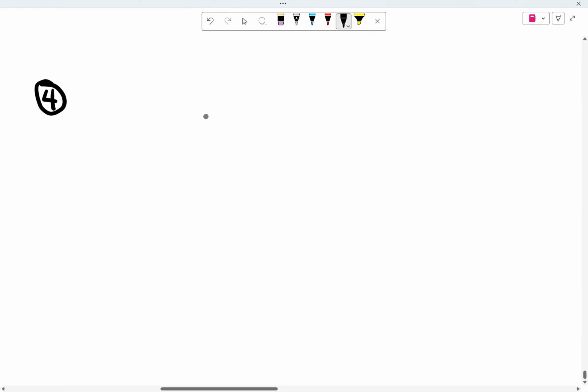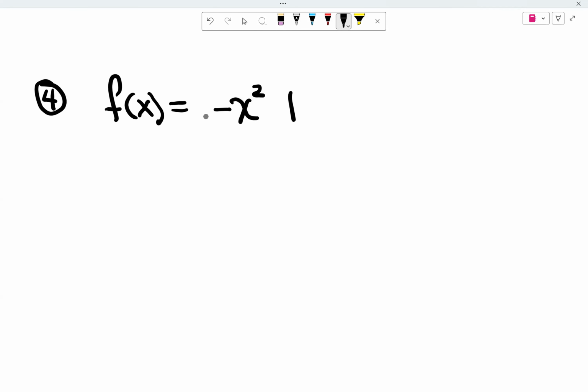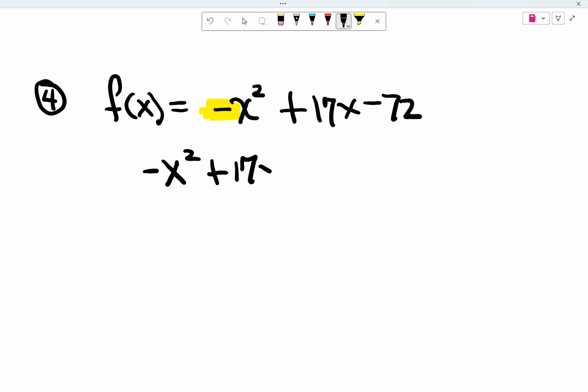Find the x-intercept for the graph of the quadratic function. Okay, so here's your quadratic function: f of x is equal to negative x squared plus 17x minus 72. Now here's what I want you to focus on for a second. See that negative? You're going to re-express this equation as negative x squared plus 17x minus 72 equals 0.